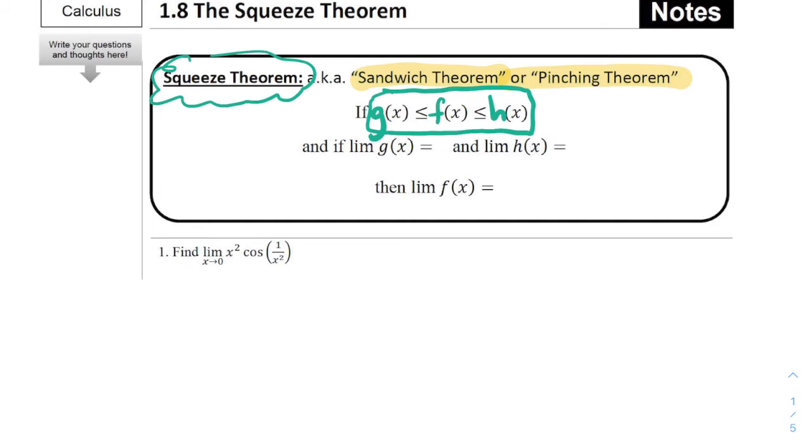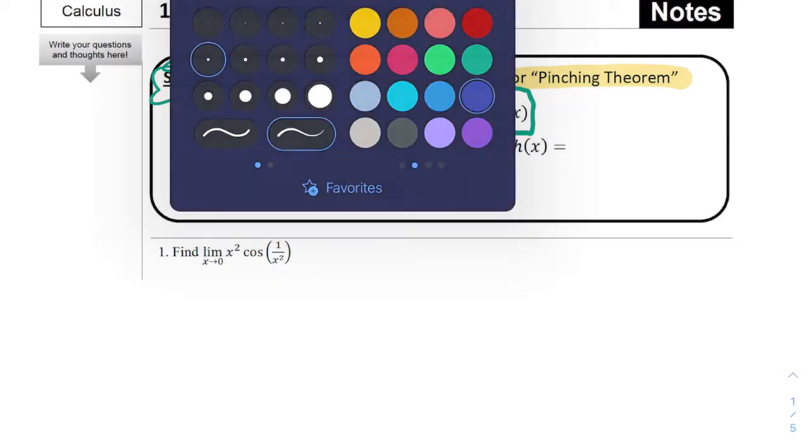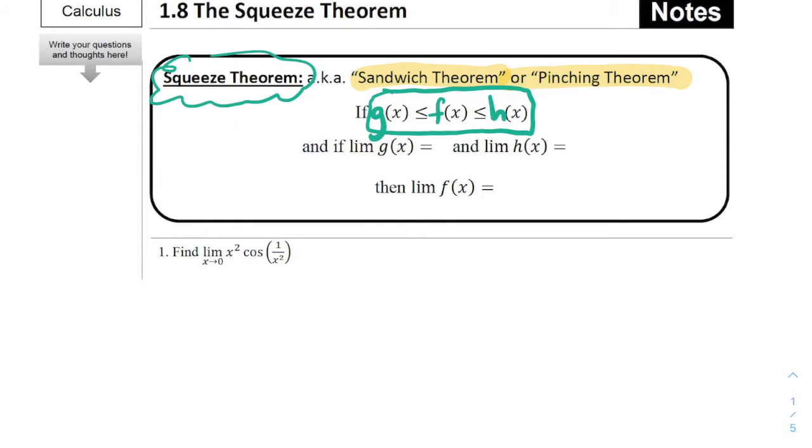And so what the squeeze theorem says is that if that statement is true, if those things are less than or equal to each other, and if the limit as x approaches some value a, some arbitrary value a, of g of x is equal to an output limit L, and the limit as x approaches a of h of x is also equal to L, then our conclusion, the limit as x approaches a of f of x, is going to also be equal to L.